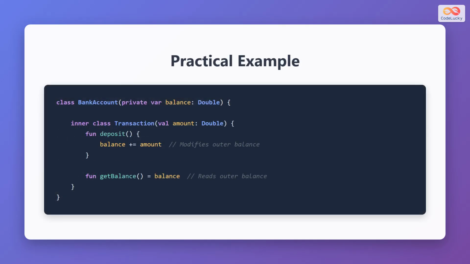Let's look at a practical example. We have a BankAccount class with a private balance property. Inside it, we define an inner class called Transaction that takes an amount parameter. The deposit function in the Transaction class can directly modify the outer class's balance by adding the amount to it. The getBalance function can read the outer balance property. This demonstrates how inner classes are useful when you need a helper class that requires access to the outer class's private state.